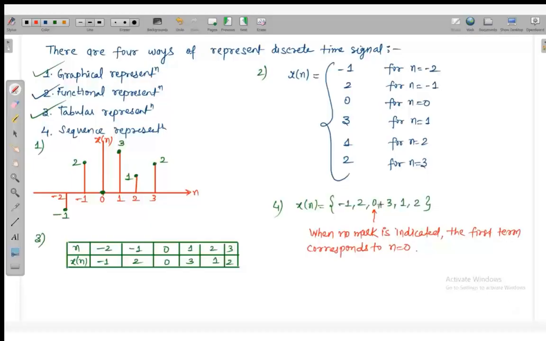Okay, so if it is n equal to 0, then the left one is n equal to -1, then n equal to -2, and the right ones are n equal to 1, n equal to 2, n equal to 3, like this. So on the right side there are positive values, and on the left side there are negative values. So these are the 4 different ways of representing the discrete time signal. Clear?